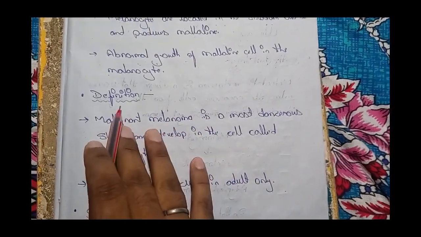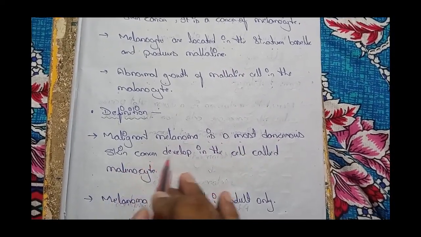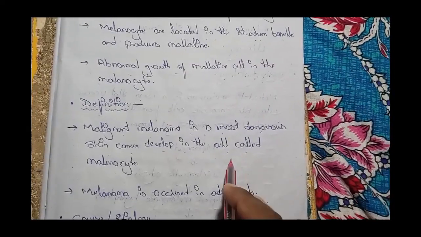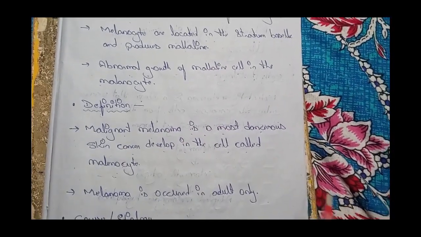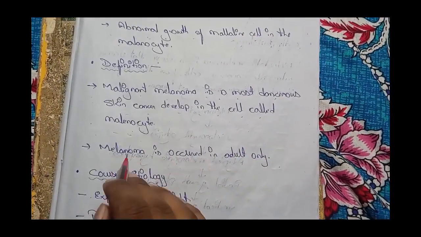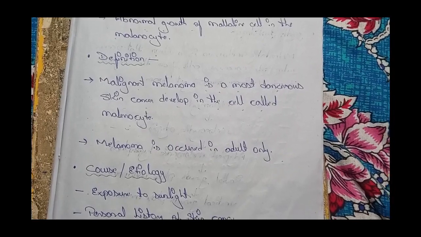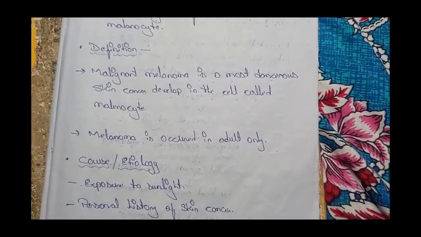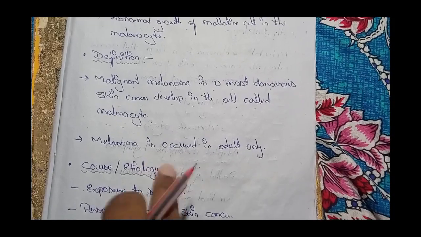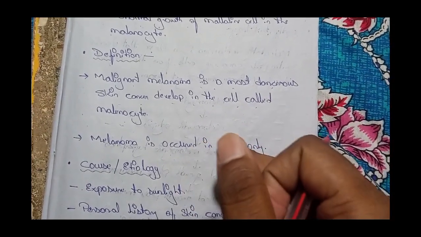So the definition: malignant melanoma is the most dangerous skin cancer developed in the cell called melanocyte. So mainly skin cancer is happening in the melanocyte, which is the main way for spreading the cells of cancerous cell. Okay, so melanoma occurs in adults only, not in children. Melanoma occurs in adults, who are after 18 or 19 years old. For that only melanoma is occurring, not for children. So be aware and careful about that.